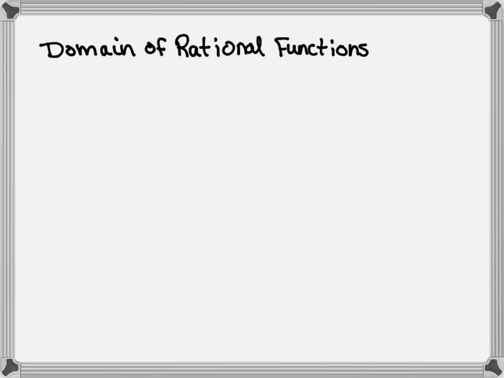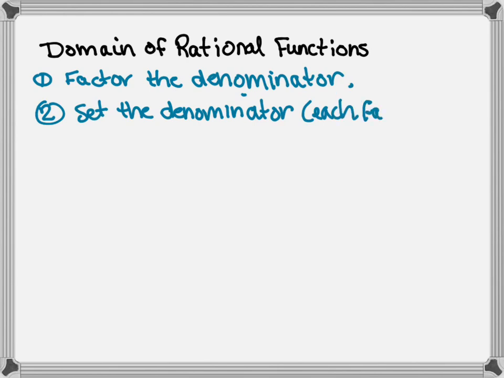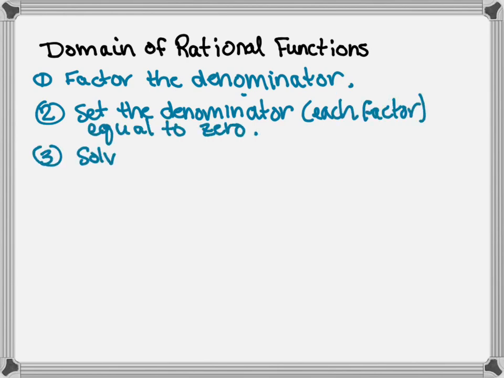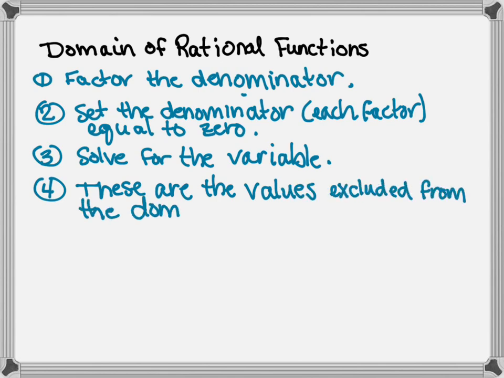The domain of rational functions. In general, we're going to follow these steps. We will factor the denominator. We will set the denominator, meaning each factor, equal to 0. Then we will solve for the variable. And these values are the values that are excluded from the domain.